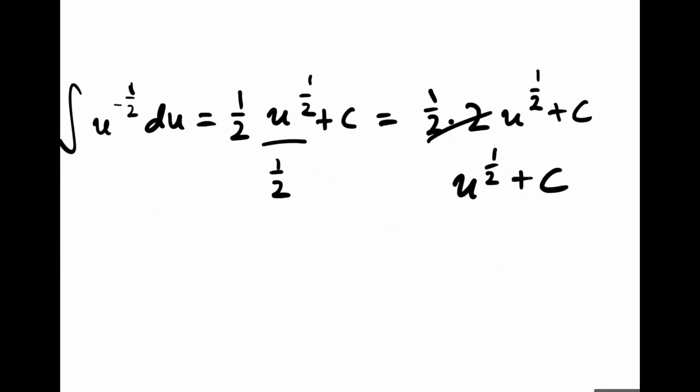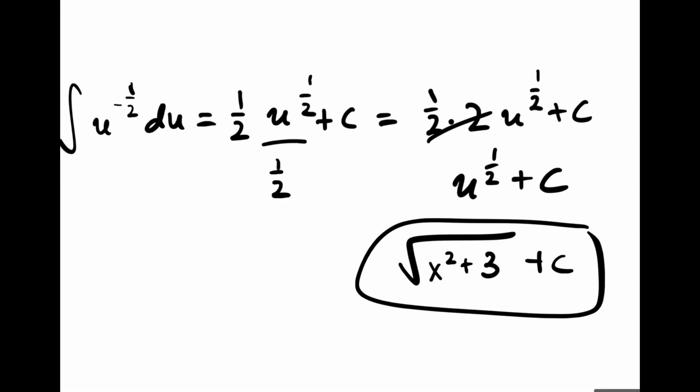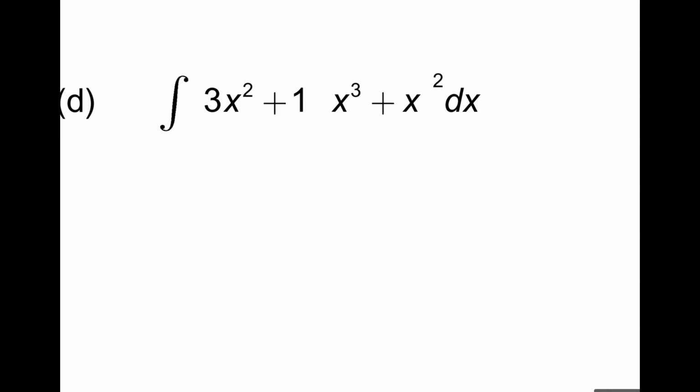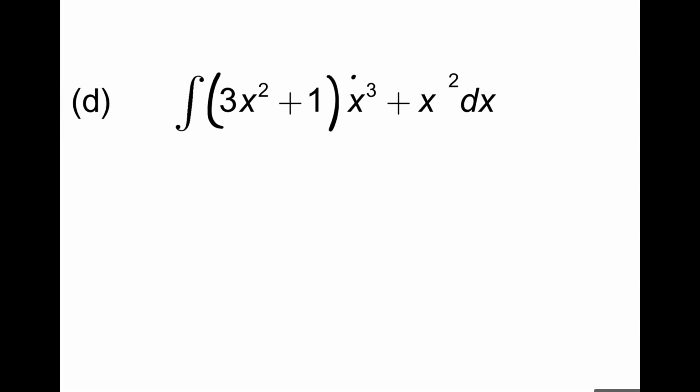Let's plug back in our u value. Our u value is x squared plus 3, and then plus c. This is it. All right, tricky one. Think about what we should plug in. Which one would be more beneficial to be u?